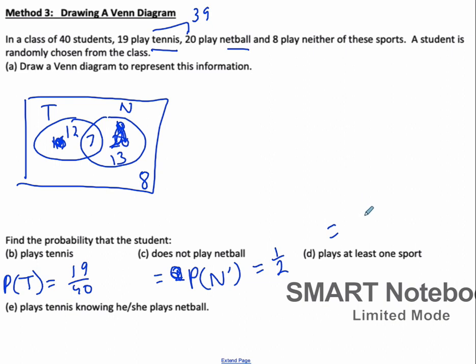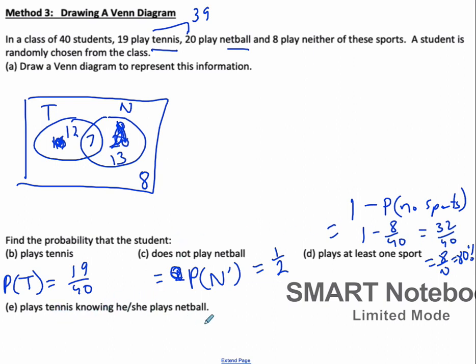Plays at least 1 sport. That's the same as 1 minus the probability of no sports. Okay, so that is 1 minus 8 out of 40, which is the probability of no sports. So that is 32 out of 40, which you could divide by 4, and then we get 8 out of 10, so that's 80% if you like.